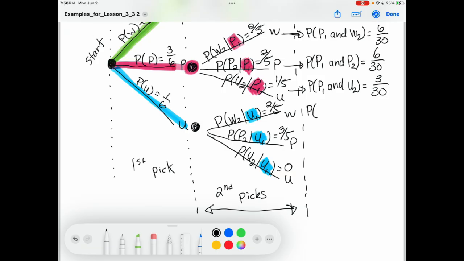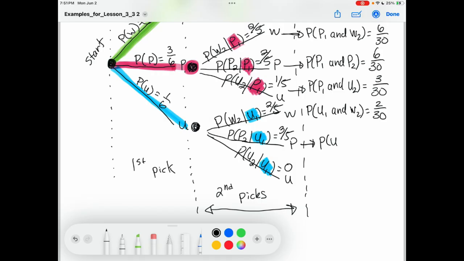All right, now we're on to our last set of branches. Here's our last set of outcomes. This is where we assume we pick a unicorn first. So this first one is we pick a unicorn first and a witch second. So when I multiply those probabilities, I have 1/6 times 2/5. That's going to give me 2 over 30.